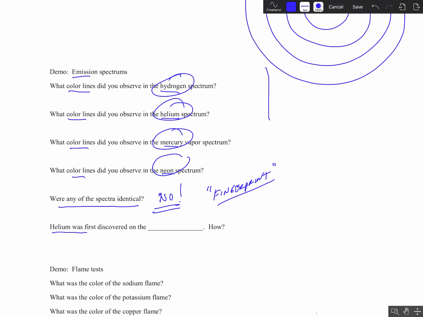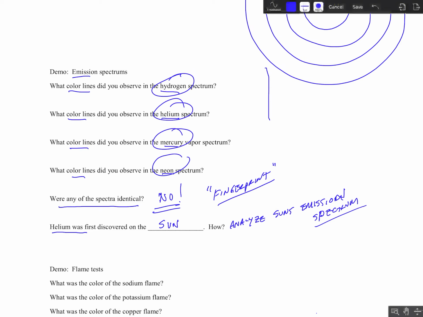Where was helium first discovered? Of course, we just said that. It was discovered on the sun. And of course, how was it discovered? Through analyzing the sun's emission spectrum. And we found a pattern that we had never seen here on Earth before. And so we were able to identify a new element.